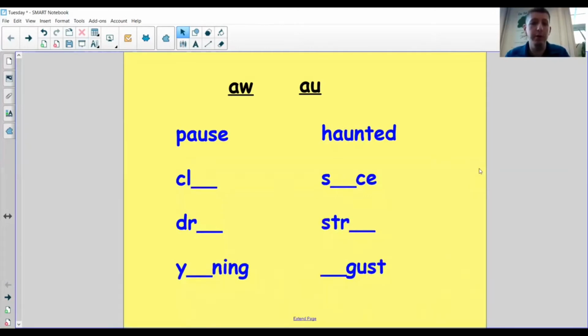So here are the words. Pause now and see if you can have a go at seeing if you can work out what OR grapheme goes in the space. Okay, let's check and see what you've got so far.